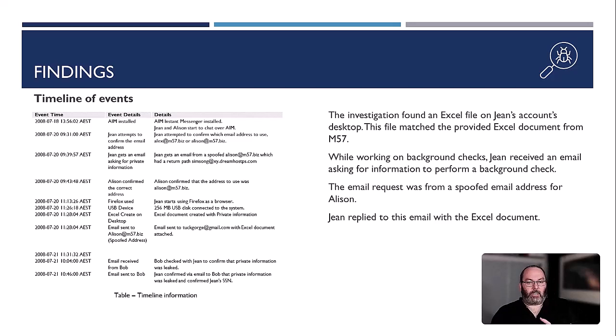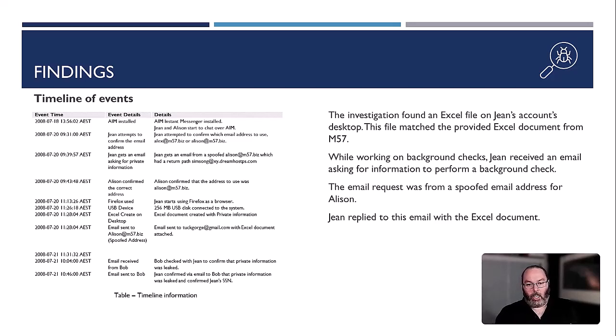Then we can see Jean was starting to use Firefox as a browser. This is where we thought maybe there was an issue with something, kind of a virus or a browser, so we checked that out. Nothing related to the web activity at that point, nothing related to browser activity. The USB device was then connected to the machine. We didn't see any file system associated with that. This is where the investigation started to pick up traction.